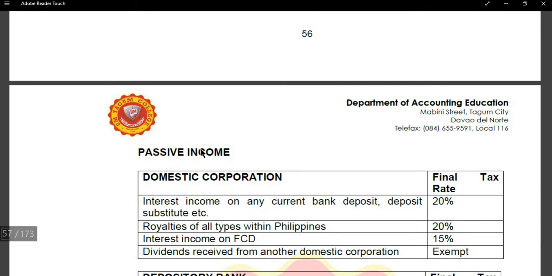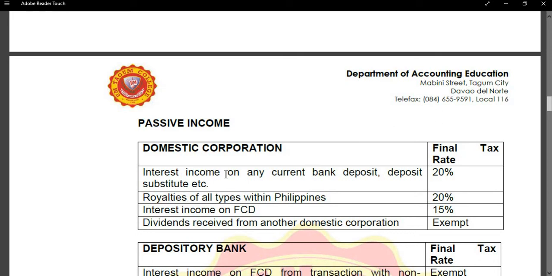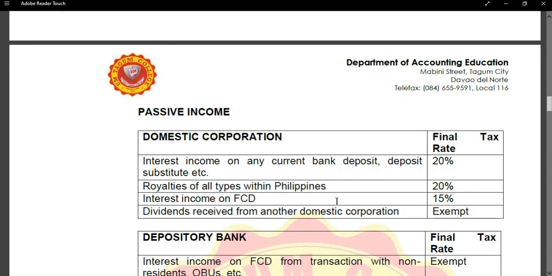Now, corporations also have passive income. So corporations also have income, not only from their regular operations. So they also have passive income. So for domestic corporations, these are their passive income plus the tax rates or final tax rates.